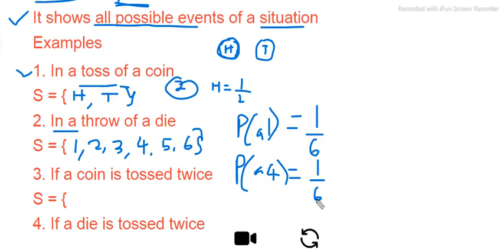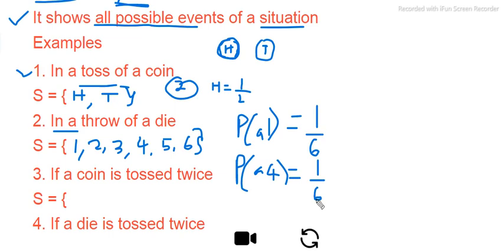So the probability of having a 1 is 1 over 6. Probability of having a 2 is 1 over 6. Probability of having a 3 is 1 over 6. Probability of having a 4 is 1 over 6. Probability of having a 5 is 1 over 6. Probability of having a 6 is also 1 over 6. So each of those events will be 1 over 6.